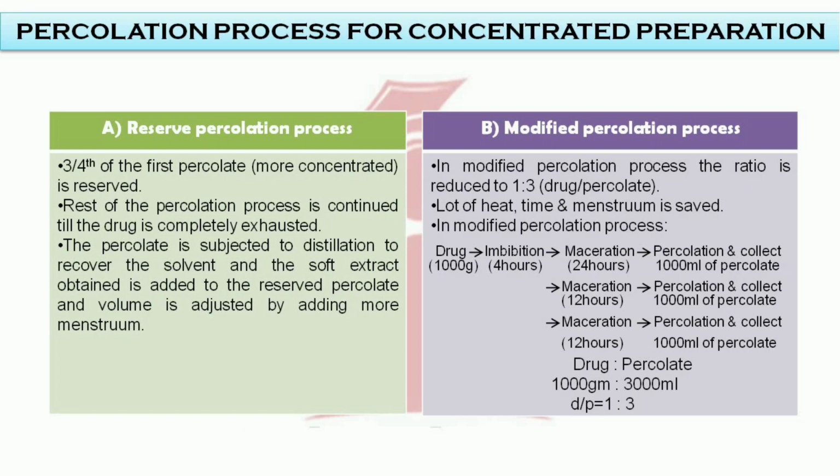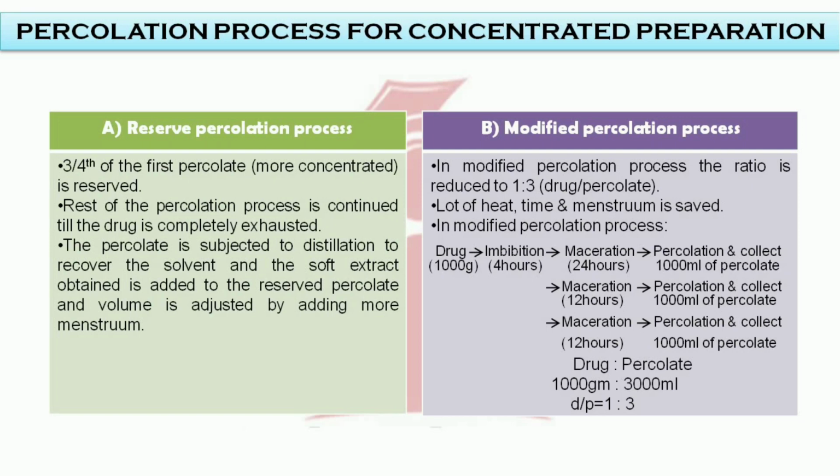The percolate is subjected to distillation to recover the solvent, and the soft extract obtained is added to the reserved percolate, and the volume is adjusted afterwards by adding more menstruum. In modified percolation process, the drug to percolate ratio is 1:3, and the advantage is that a lot of heat, time and menstruum is saved.